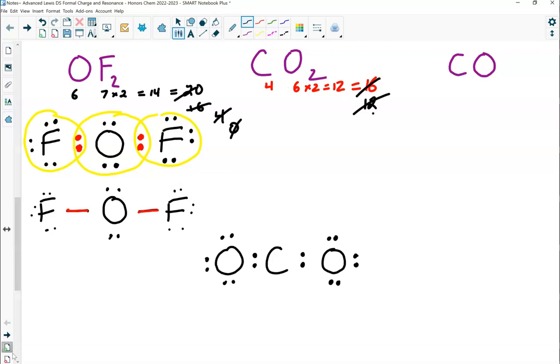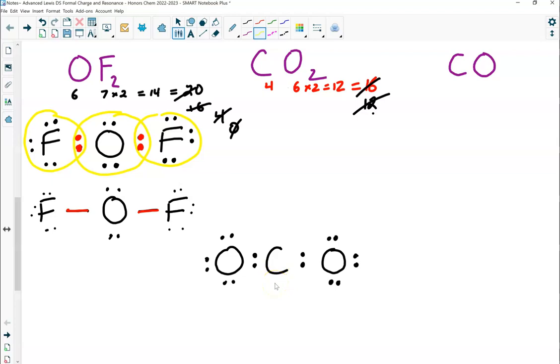Now I'm on step 4. Well, there aren't any electrons to place on the central atom, so I think I'm done. However, now I have to do the octet check. Does oxygen think it has an octet? Yes. How about this oxygen? Ooh, how about the carbon? No.